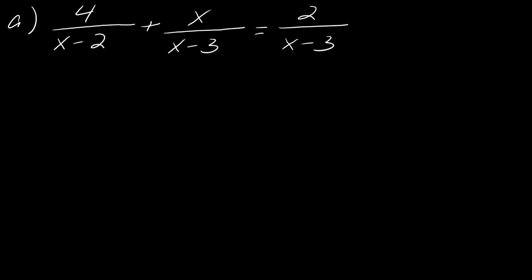Okay, so for this first one, this is another one where we've got to find the LCD. So in this case, my LCD is just x minus 2 and x minus 3. It would be redundant to have x minus 3 more than once because x minus 3 never appears in the denominator more than once. So what I need to do now is multiply all of these by the LCD. So I'll go ahead and do that.